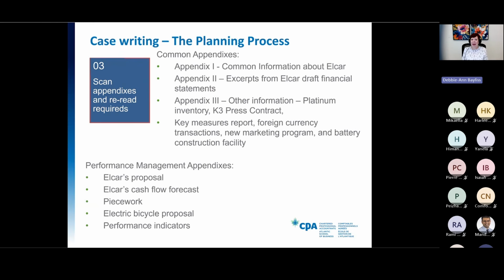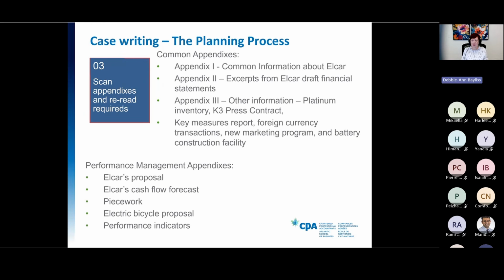So when we look at the common appendices, we have 3 different appendices. One has some common information about Elgar. We've got some financial information. We also have some other information, and I see that that covers platinum inventory, K3 press contract, the key measurement report, foreign currency transactions, new marketing program, and battery construction facility. So there's lots of information there that I need for the required that I need to do.